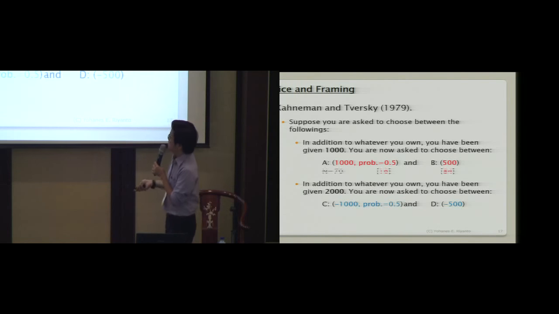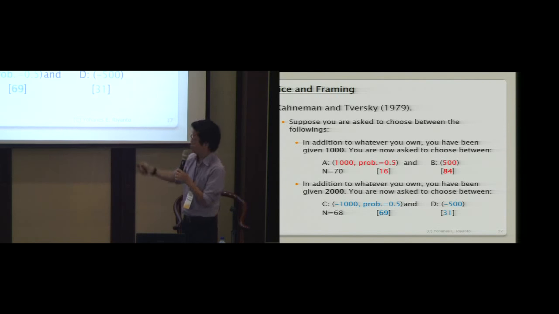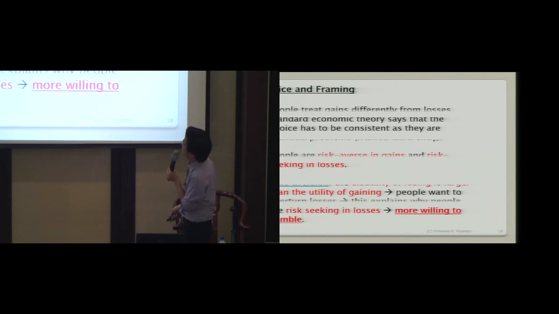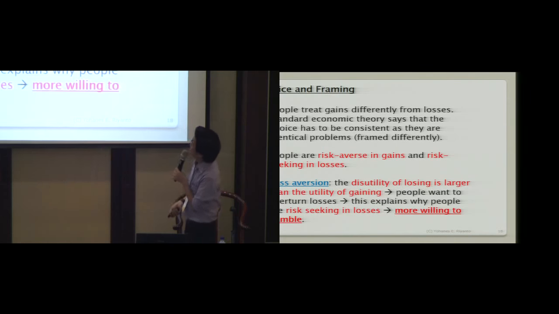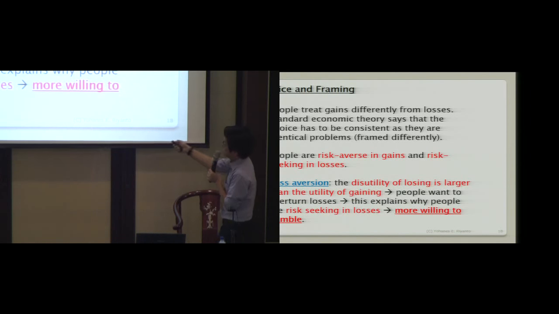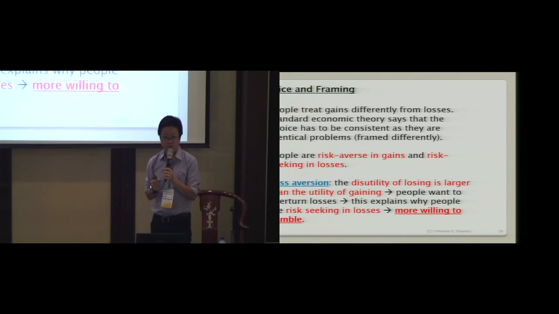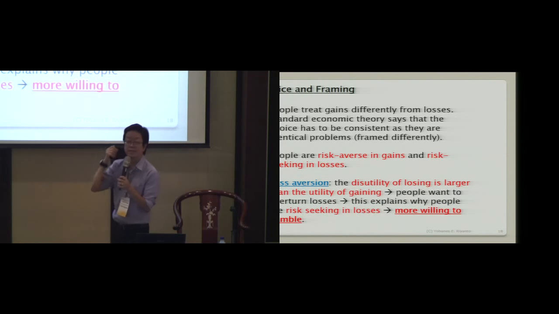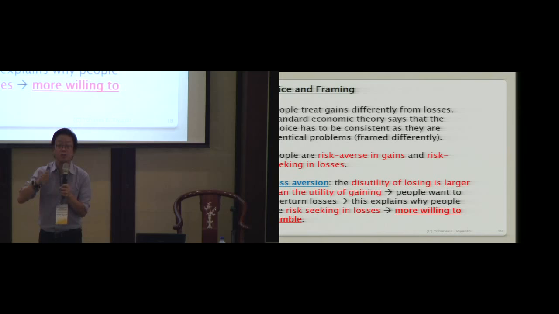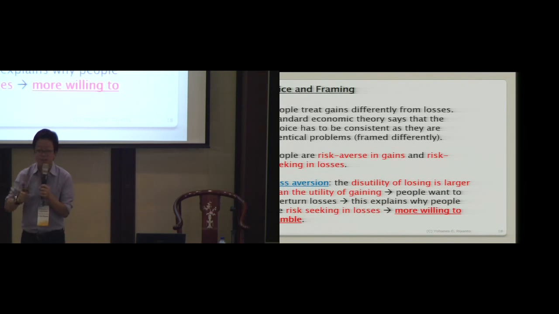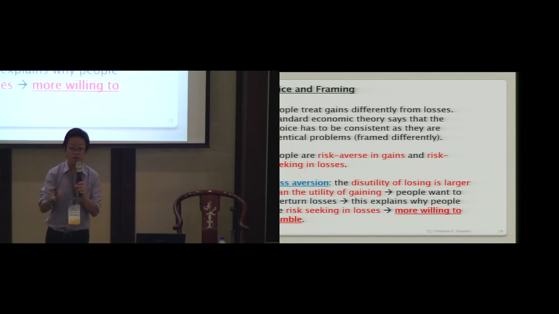So by the way, this is the result, just like what you have told me verbally. Most people choose this, and here most people choose that. So people treat gains and losses separately. People are risk-averse in gains, and they are risk-seeking in losses. Why are they risk-seeking in losses? Because they are loss-averse. So don't mix up this. Loss-averse, because I'm loss-averse, so I want to get rid of losses.